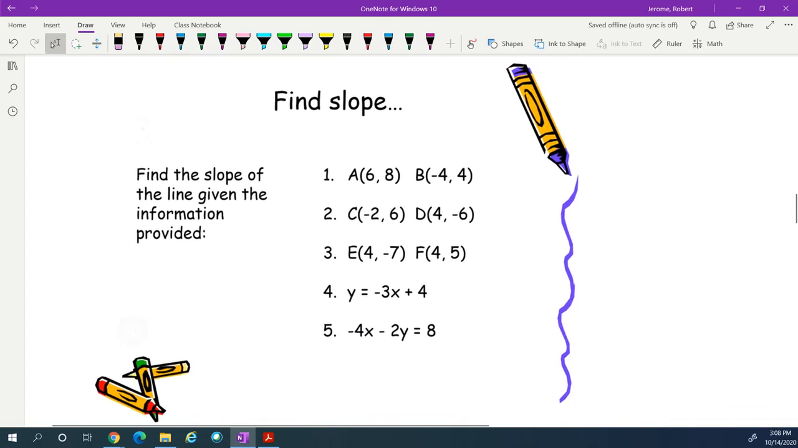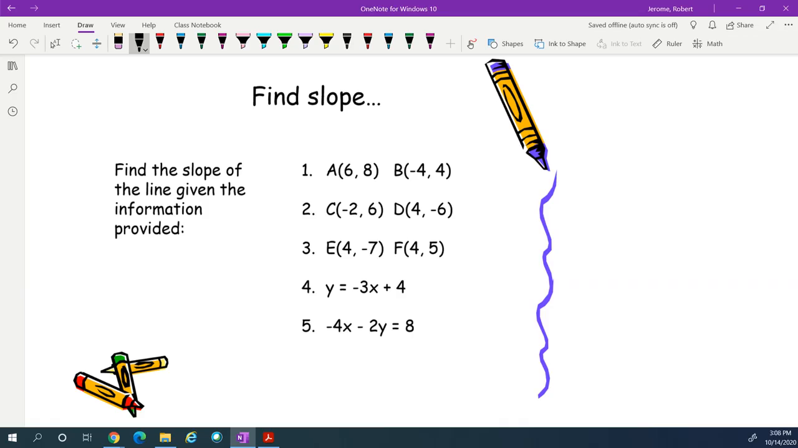So first, let's find slope. Now again, slope is y2 minus y1 over x2 minus x1, rise over run. So when in doubt, label your points: x1, y1, x2, y2. Then you can plug it in and work it out. So I'm just going to bring the work over here.